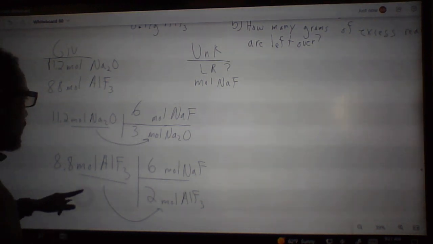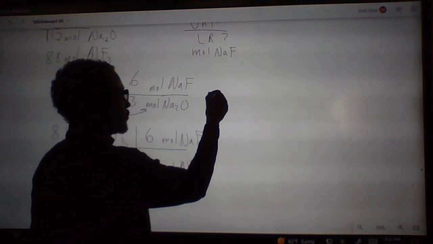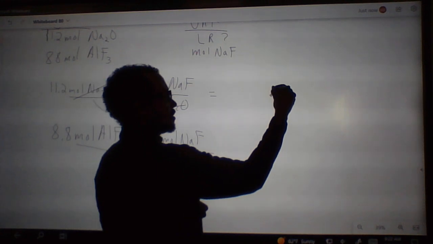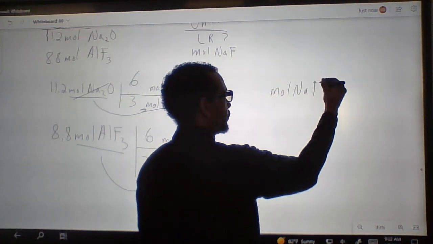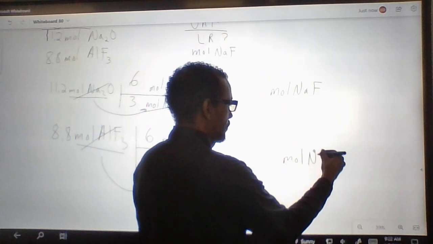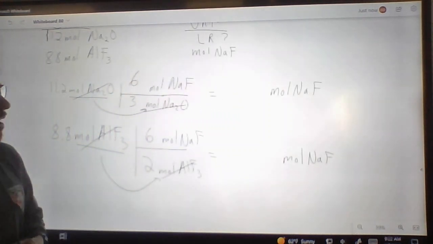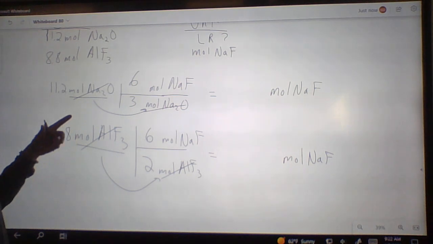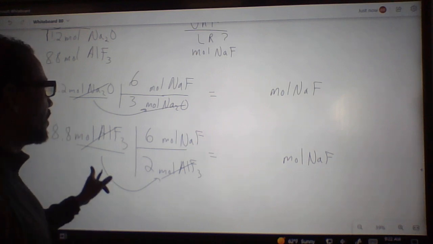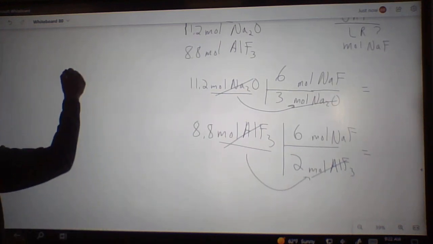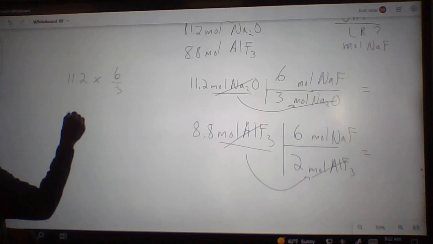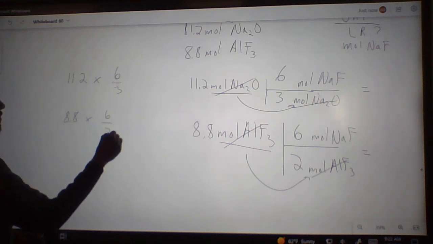It's pretty simple. Now the next step is we're going to do the mathematics for this one, for my units. So this is going to be moles NaF. No problem, easy peasy. All right, and then now the next step is just going to be to do the mathematics. So I'm just simply looking at fractions. That's all I'm looking at. So I don't let this confuse me. I'm looking at a fraction, 11.2 times 6 divided by 3, and 8.8 times 6 over 2.